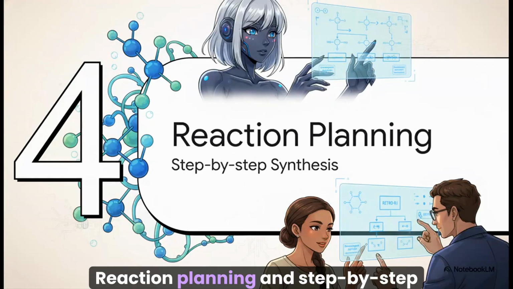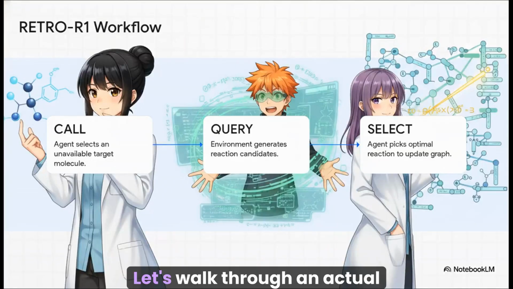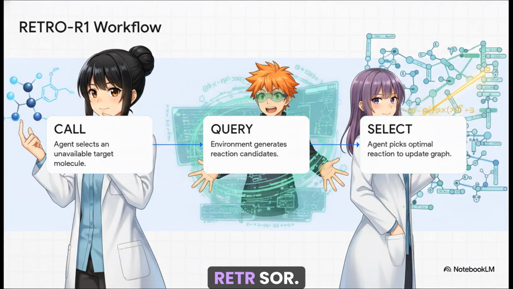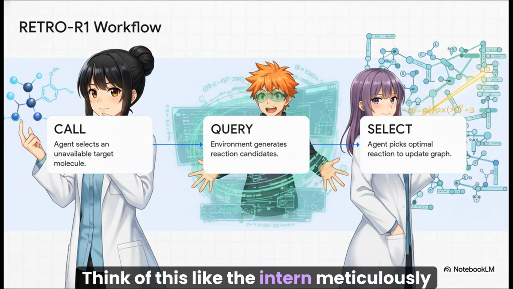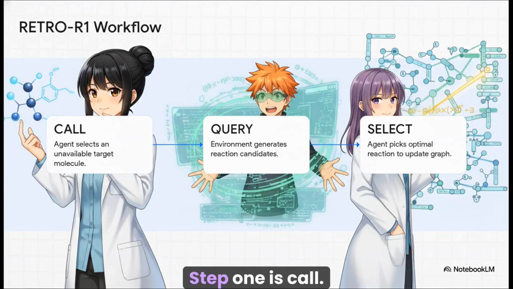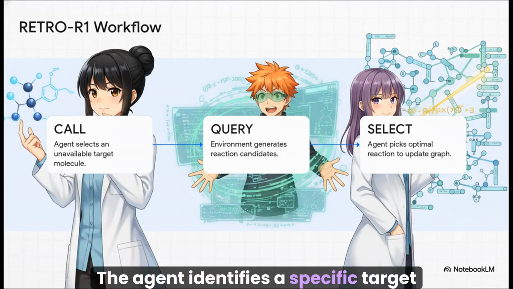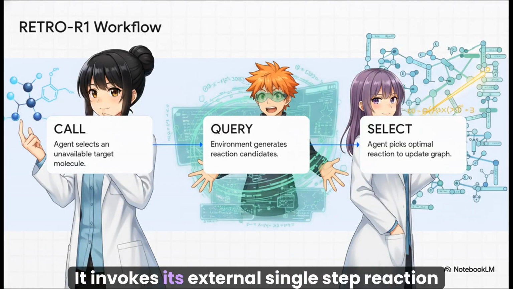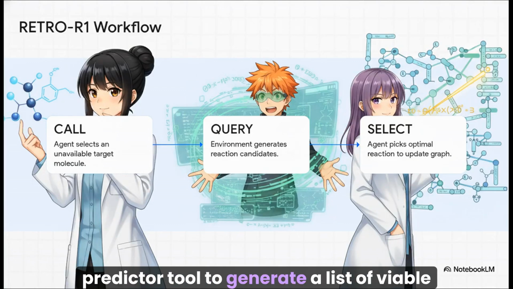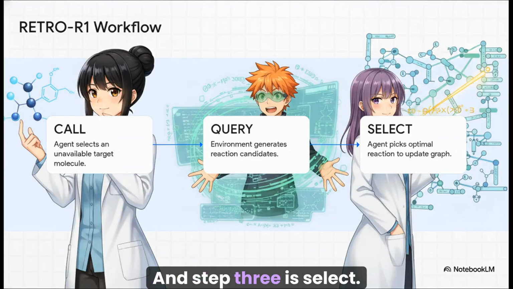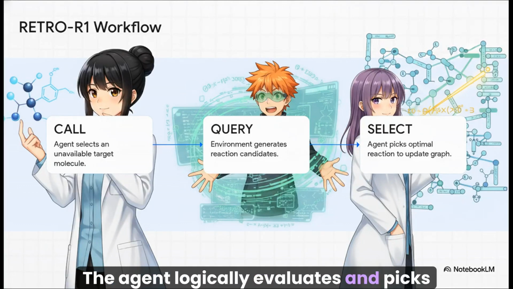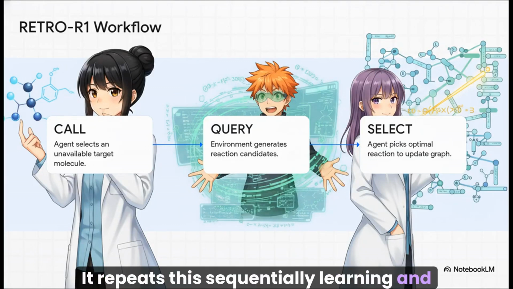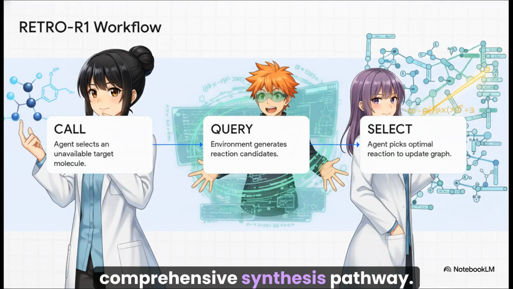Section 4, reaction planning and step-by-step synthesis. Let's walk through an actual step-by-step workflow using a really breakthrough agent framework called Retro-R1. Think of this like the intern meticulously planning an experiment. Step 1 is call. The agent identifies a specific target molecule it needs that is currently unavailable. Step 2 is query. It invokes its external single-step reaction predictor tool to generate a list of viable reaction candidates. And step 3 is select. The agent logically evaluates and picks the optimal reaction, updating its global synthesis graph. It repeats this sequentially, learning and branching out to build a fully comprehensive synthesis pathway.